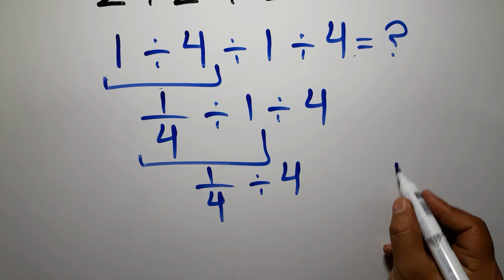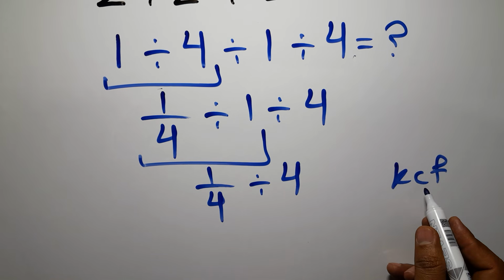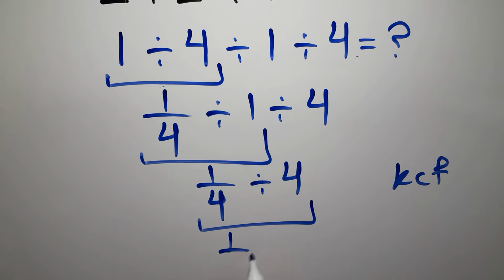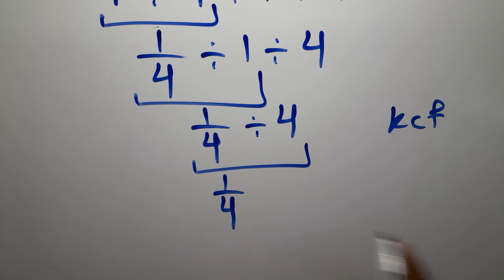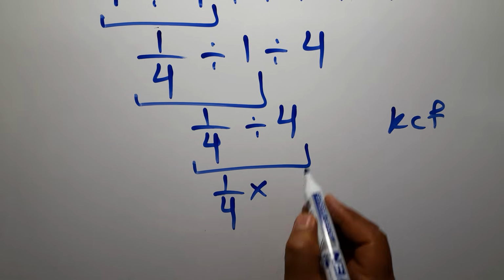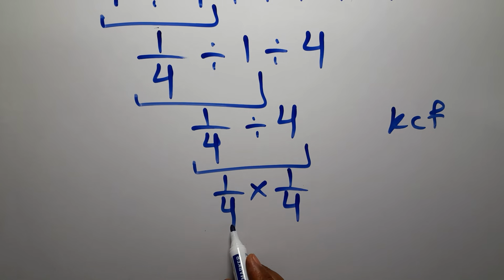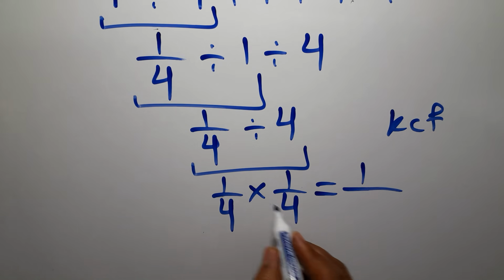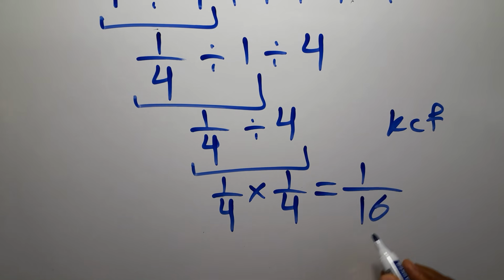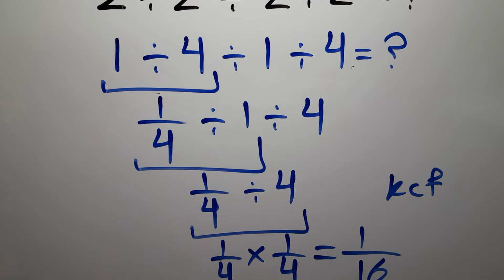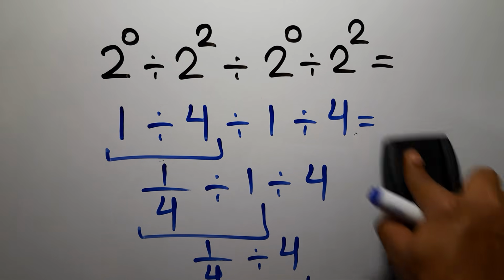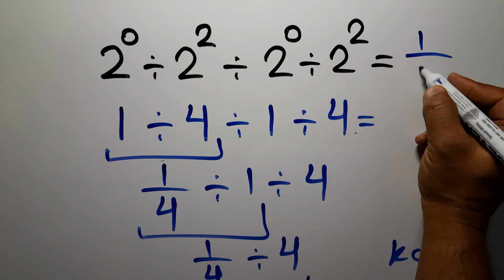Now, according to the KCF rule, K stands for keep, C stands for change, and F stands for flip. We can write: keep the first fraction, change division to multiplication, and flip the second fraction. So we have 1 over 4 times 1 over 4, which equals 1 over 4 times 4, which equals 16. So we have 1 over 16. And this is our final answer to this problem. The correct answer is 1 over 16.